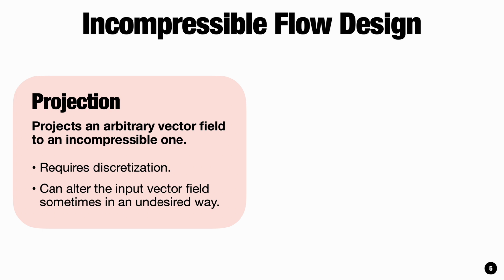The first one is the projection method. This approach projects an arbitrary vector field into an incompressible one. While projection is implemented as a part of many different fluid simulators, it requires the discretization of the domain, which can be tedious for artists to set up, and dependent on the spatial resolution, the result can exhibit large errors compared to the analytical solution. Also, this projection method can change the input vector field in an undesirable and unpredictable manner, making it difficult for users to achieve their intended flow.